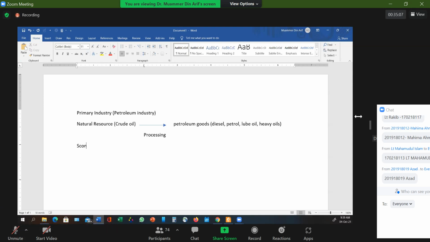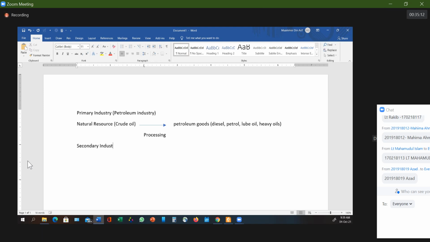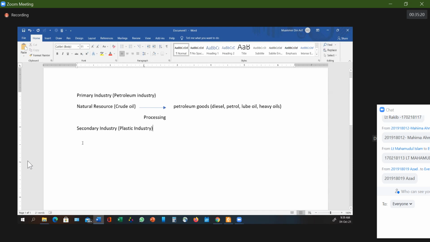Next comes, if we take a secondary industry, so let's call it a plastic industry, right? What is happening here is they are taking petroleum products needed to make plastic, and then they do processing.